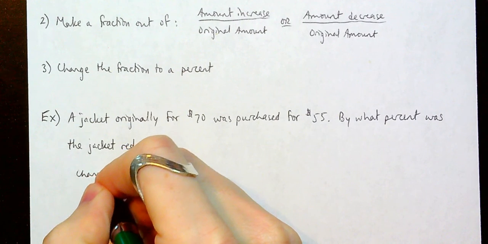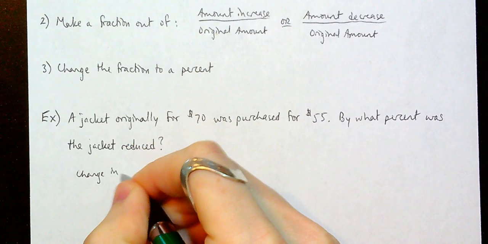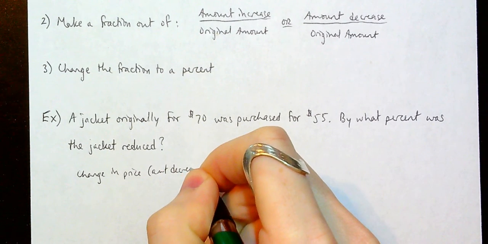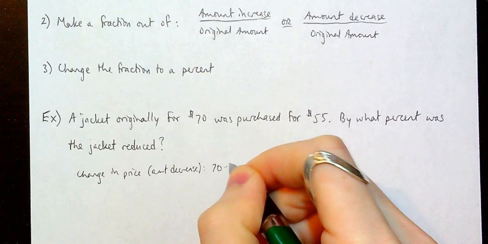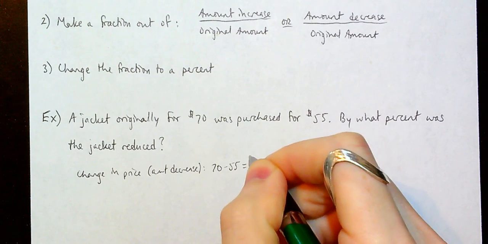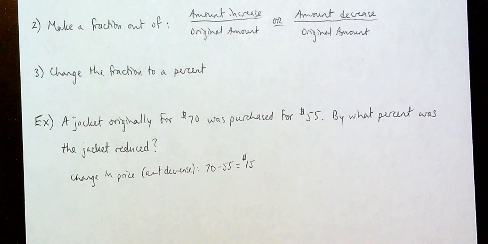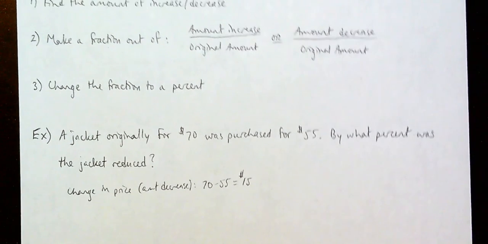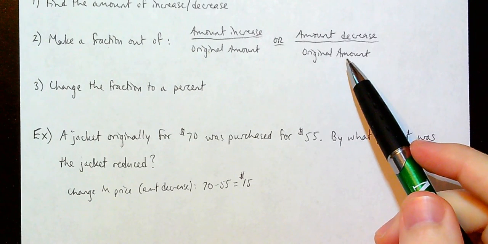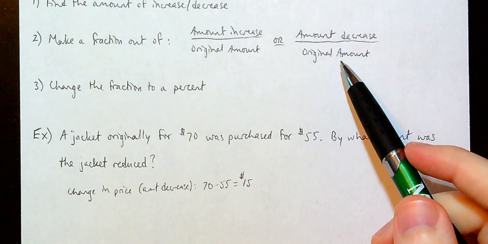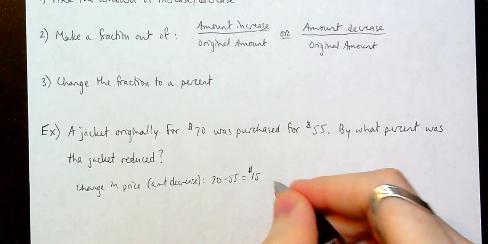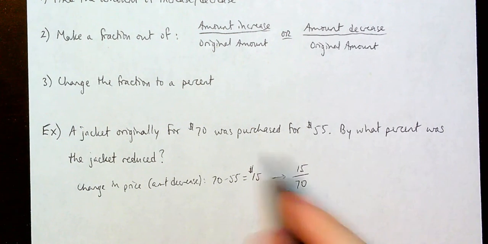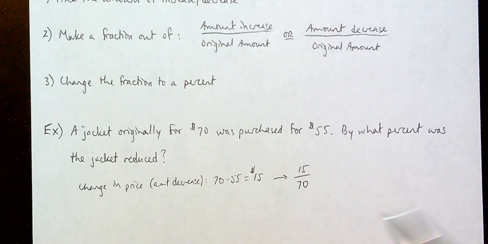So we'll say change in price, or the amount decrease. 70 minus 55 equals $15. Now I'm going to do my amount decrease divided by the price that it was listed at to start. So I'm going to do 15 divided by 70, because 70 was the starting price on this thing.